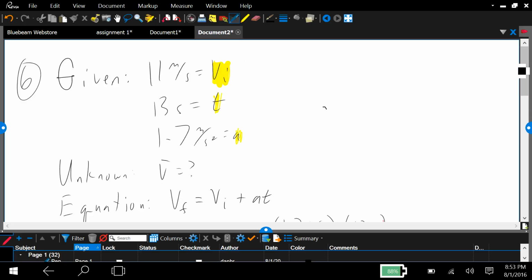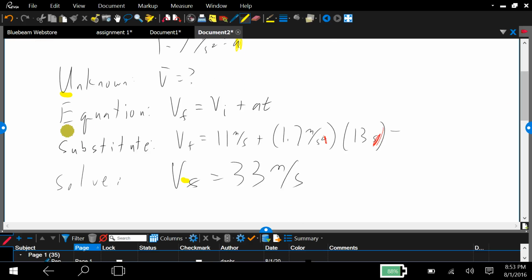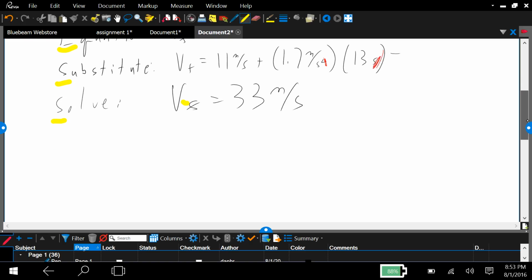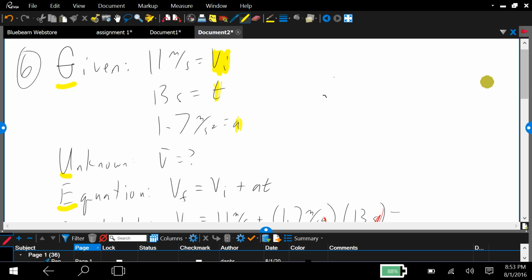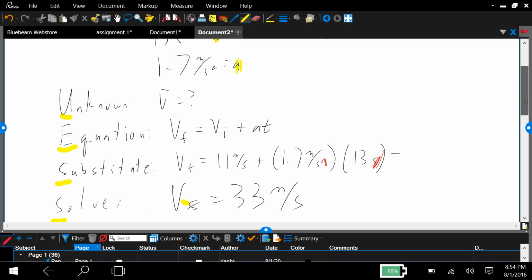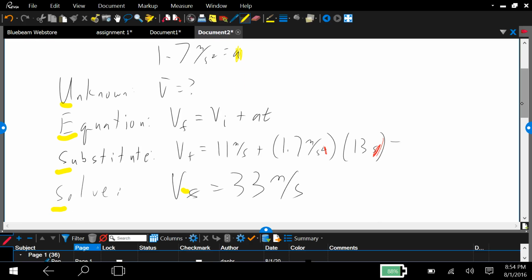I also want to point out that the first letters of the steps, given, unknown, equation, substitute, and solve, form the word GUESS. So even when we are blindly lost on a problem, we can always guess, because you can always do given, unknown, equation, and start substituting and solving, even if you have no idea what you're doing in a problem. Because if you can read it, you can identify the given and the unknown just from the words.